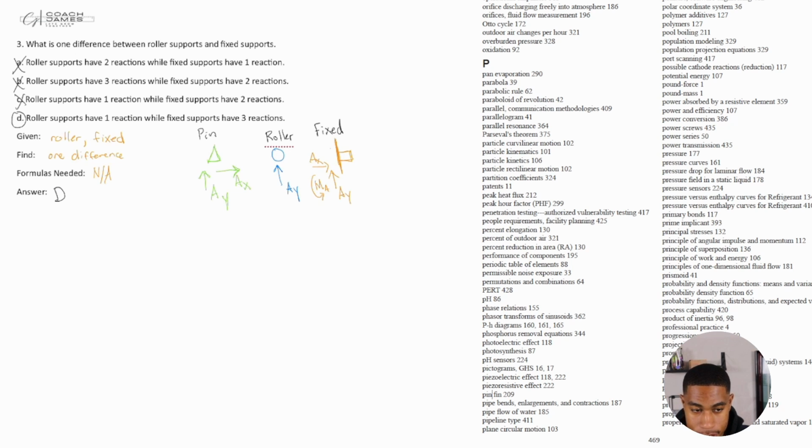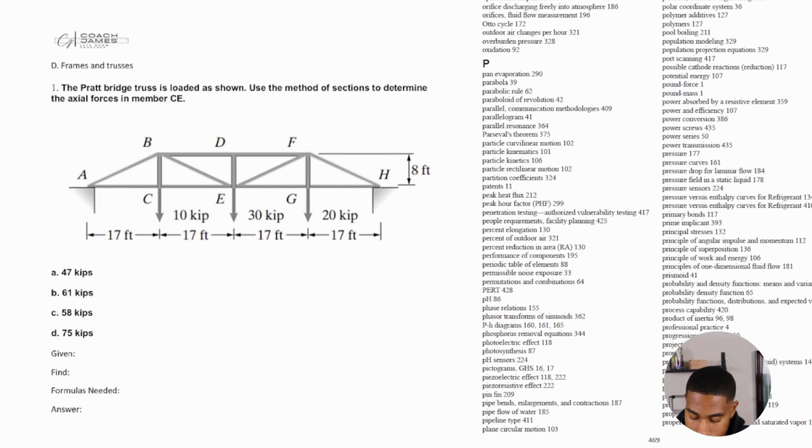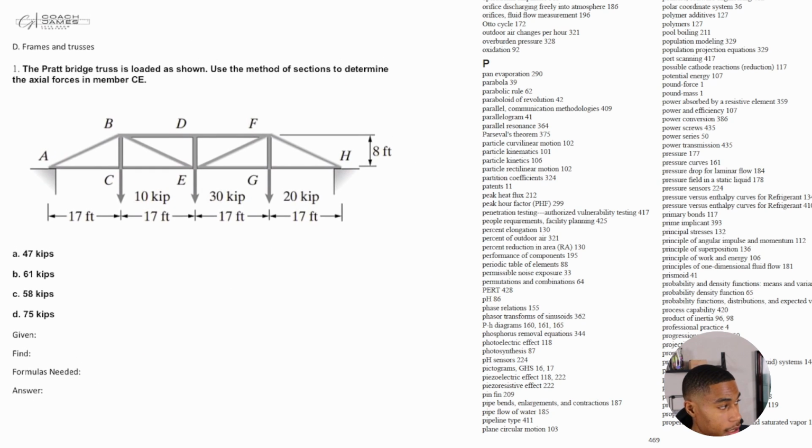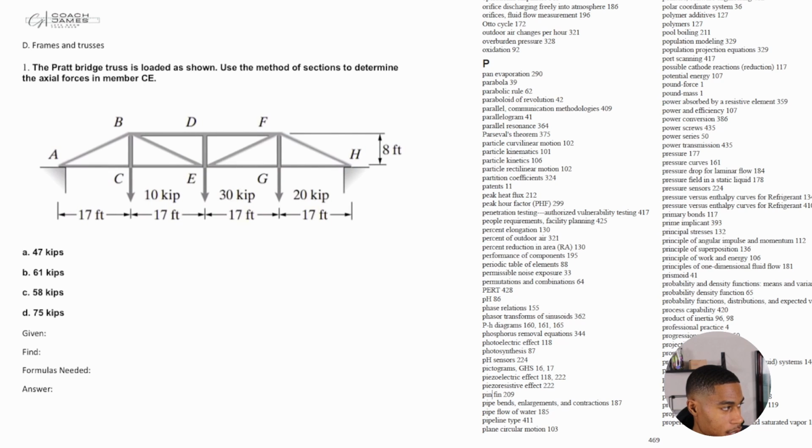So this concludes this section of statics review. This is for rigid bodies, equilibrium of rigid bodies. Next, we're going to be looking at some frames and trusses. This is what we're known for, these types of bridges and things. Some pretty cool stuff. So we'll get to that in the next video.